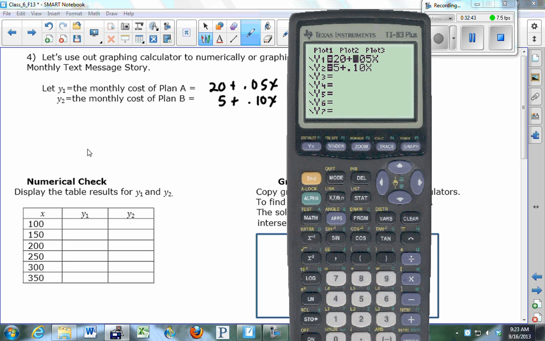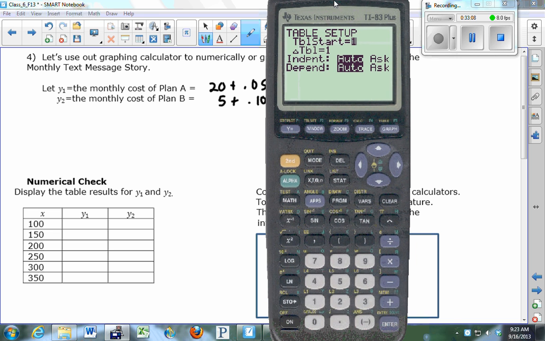Okay, now it says display the table results. The question is, now we have a context to our story. Where are we going to start our table? Are we going to start our table in negative numbers? No, we can't have negative text messages. So we set our table, second window. Okay, our table, in fact, we can start it at 0 if we want.